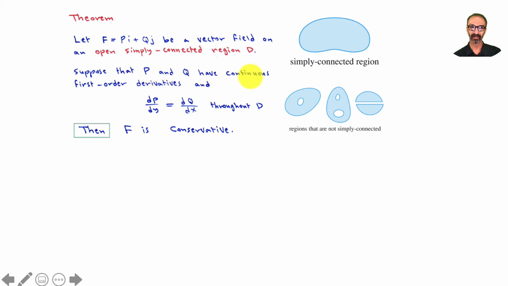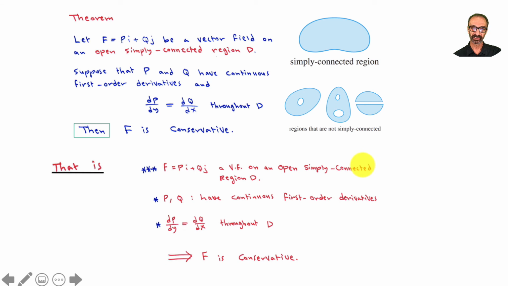Suppose that P and Q have continuous first order derivatives, and you have this now. Now you could say F is conservative. So this was not mentioned earlier. If you have that and you have this, you should be able to say F is conservative. What does it mean? It means if you have F, a vector field on an open simply connected region, P and Q have continuous first order partial derivatives, and dP/dy equals dQ/dx throughout D, then you say F is conservative.